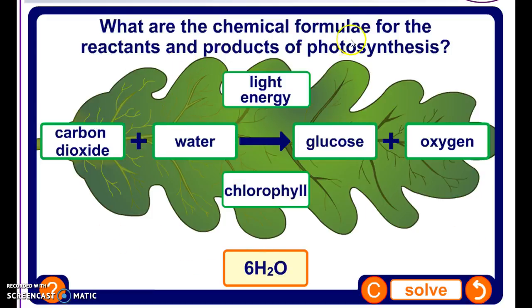What are the chemical formulas for the reactants and products of photosynthesis? Carbon dioxide comes from outside the plant, plus water the plant can take up through roots. Light energy is obtained from the sun, and in the presence of chlorophyll itself, the plant can synthesize glucose plus oxygen.